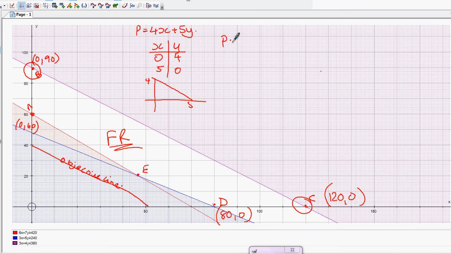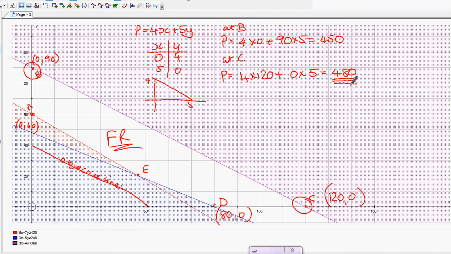So my profit at 0, 90, so at B, I've got 4 times 0 plus 90 times 5, which gives me a profit of 450. And at C, I've got a profit of 4 times 120 plus 0 times 5, which gives me 480. That's my maximum point, and that's at 120, 0. So the X is 120, so I'd have 120 gold and 0 silver.